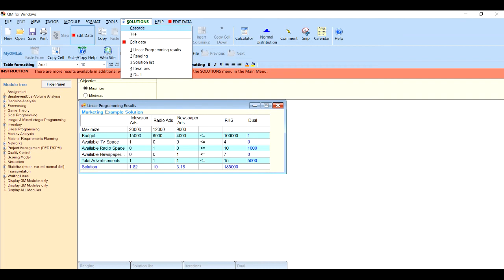But for now, what's important is understanding that we have solved this question perfectly. These are the best possible choices we can make. If we deviate from these choices in any way, A, we'll violate one of our restrictions, or B, we'll reach less people. If we follow this system, we will reach 185,000 people with our advertising budget. That is our best possible situation.